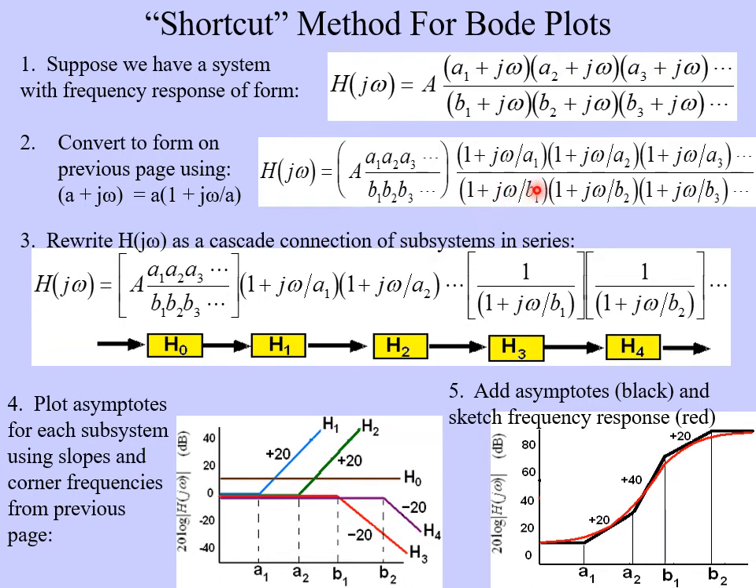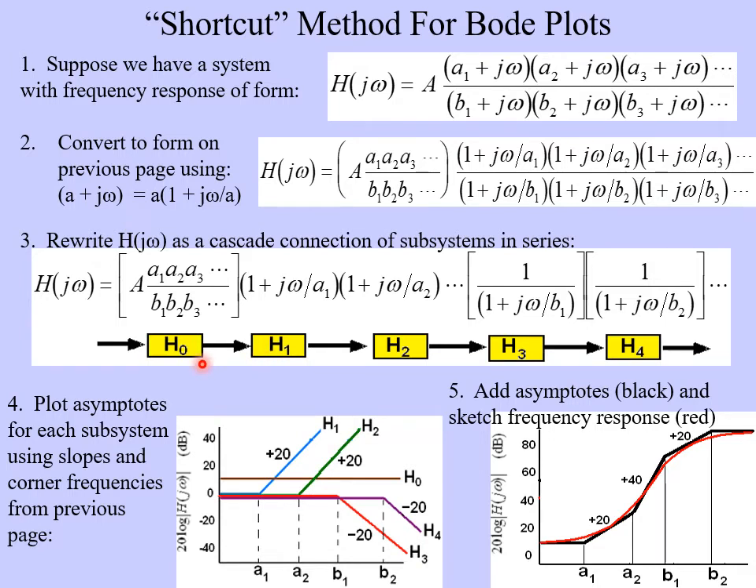Now the terms on the bottom, remember these are in the denominator. So if we're going to multiply them, we need to write 1 over 1 plus j omega divided by B1, and then this term would be 1 over 1 plus j omega over B2. So we're just taking this form and expanding it out term by term, where each term is multiplied together. Now each of these terms can be represented by a subsystem which is in series with the one next to it.